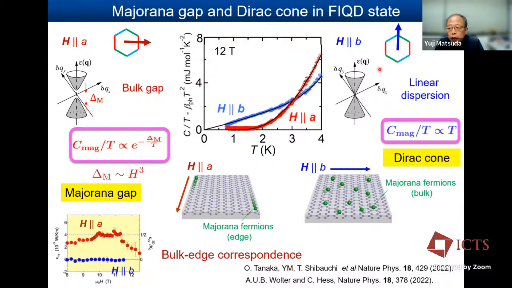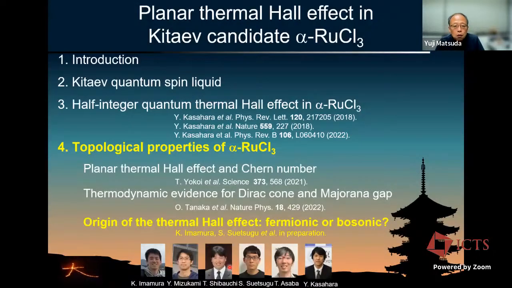So if the magnetic field is applied parallel to the B-axis, the gap closing occurs, and the bulk is not gapped. The Dirac cone appears. So in this case, we observed kappa xy. So these are consistent with the Kitaev model. So finally, let me discuss the origin of the thermal Hall effect, whether it is fermionic or bosonic.